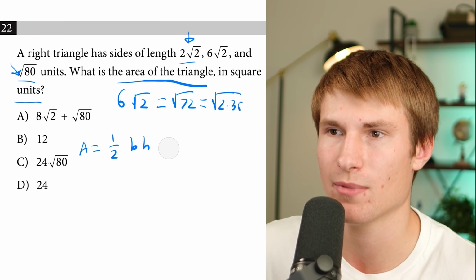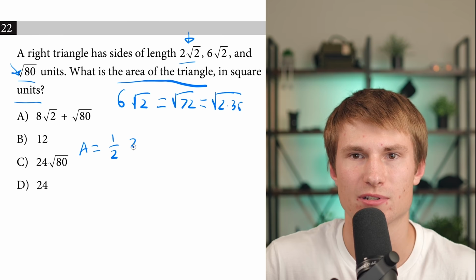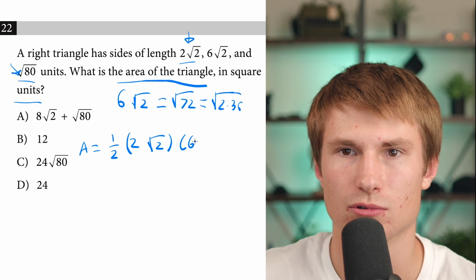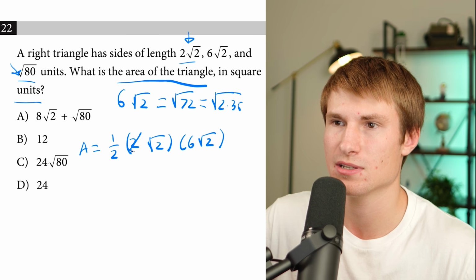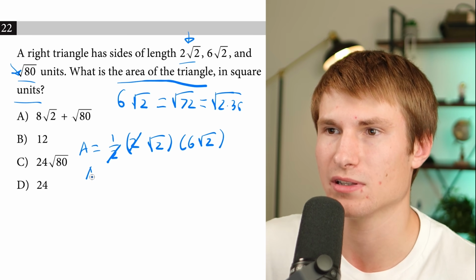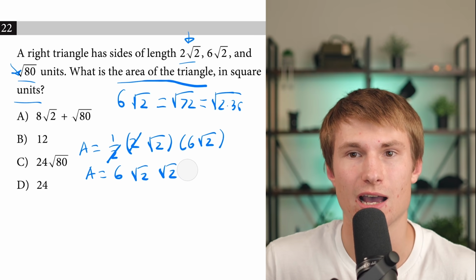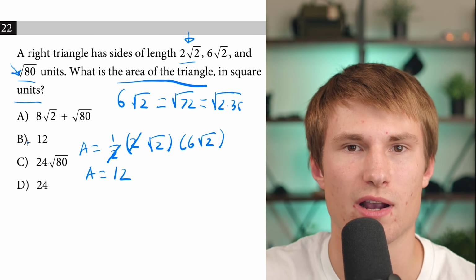So therefore, I know that my base and my height values can be represented as that 2 root 2 and then that 6 root 2. Okay, from here, it's really easy because we see this 2 is going to cancel with this 2. And we're going to be left with a equal to 6 times root 2 times root 2, which we know will end up equaling 6 times 2, which will equal 12. Okay, so our answer there would be answer choice B.